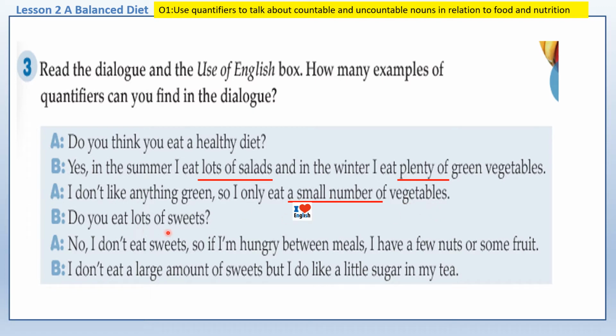Do you eat lots of sweets? So, lots of. I don't eat sweets. I'm hungry between meals. I have a few nuts or some fruit. A few nuts is used with countable because we can count nuts. And the last one, a large amount of. It's used with uncountable nouns, but I do like a little sugar. A little sugar, uncountable nouns. Now we have finished activity 3.